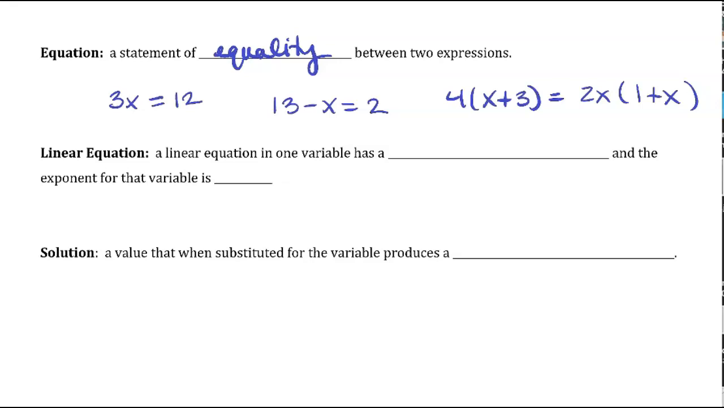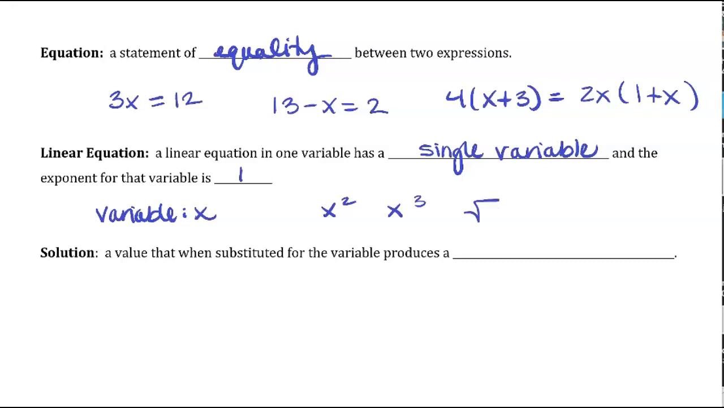Now, a linear equation is a specific type of equation. A linear equation in one variable has a single variable, and the exponent for that variable is 1. That is, if our variable is x, then our equation can only have x in there, not an x squared, not an x cubed, not a square root of x, nothing like that. There's a single variable, and the exponent for that variable is just 1.